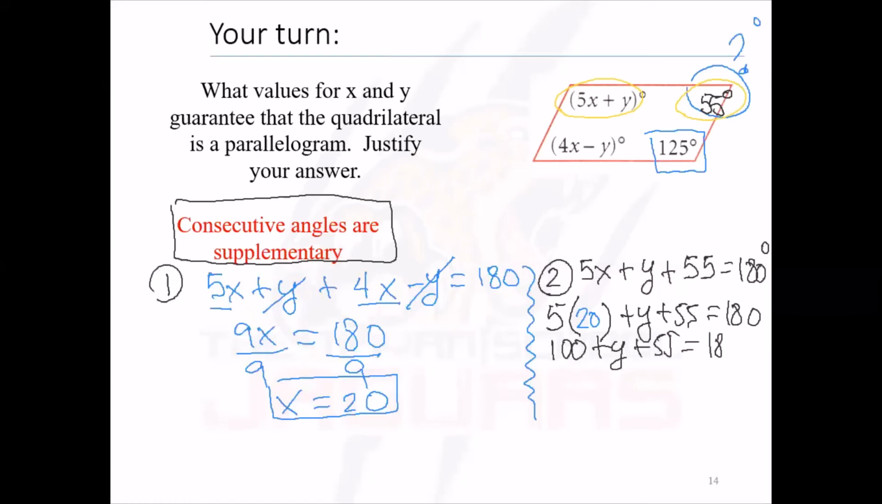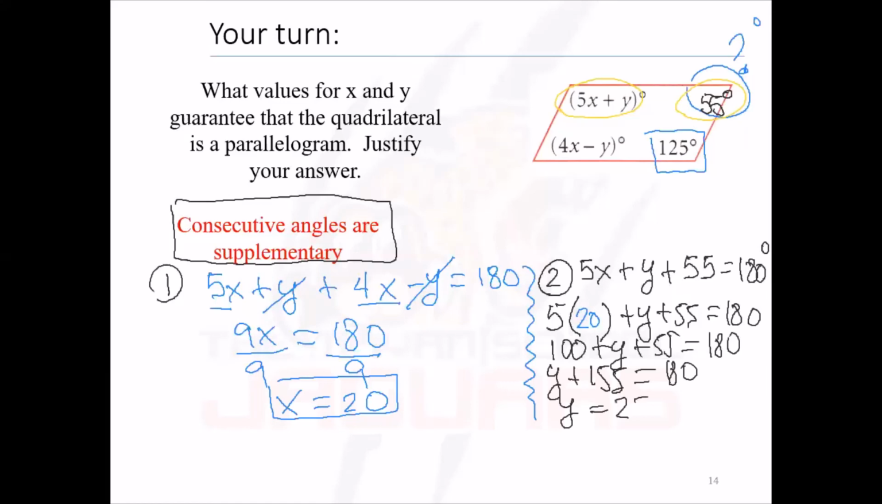I don't have too much space. Let me simplify something here. 100 plus 55 will be 155. So this becomes y plus 155 equals 180. Let me leave alone the y. y will be equal to 180 minus 155. When it's y plus, I have an addition in here. When I get rid of that addition, on the other side is a subtraction. So 180 minus 155 will be 25.